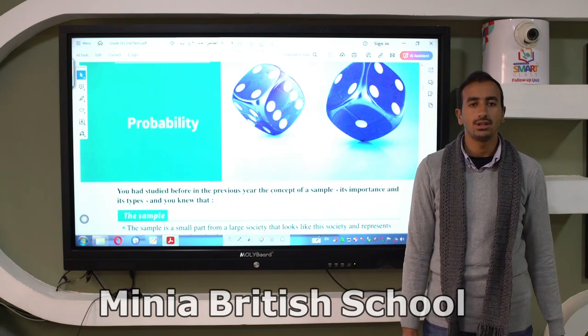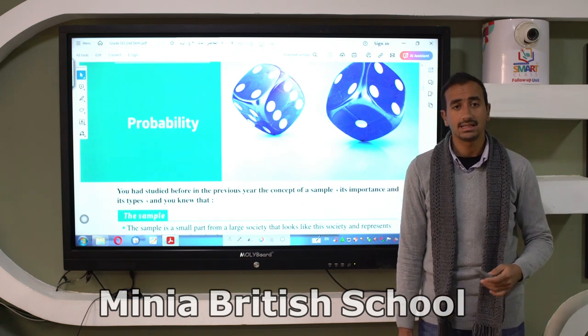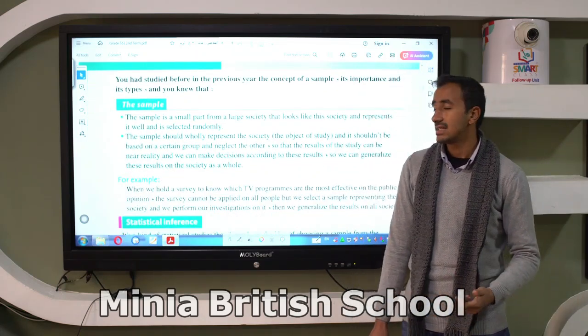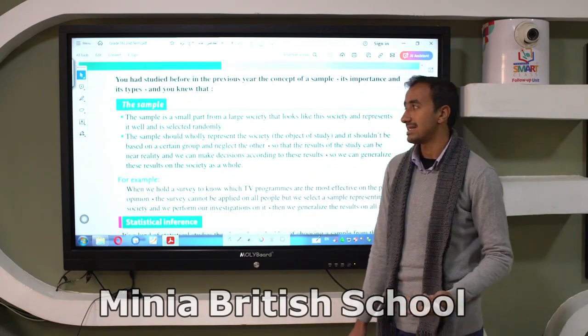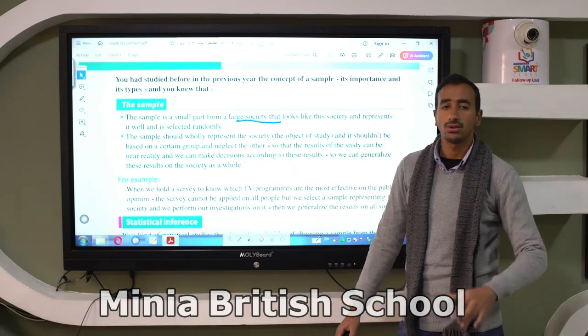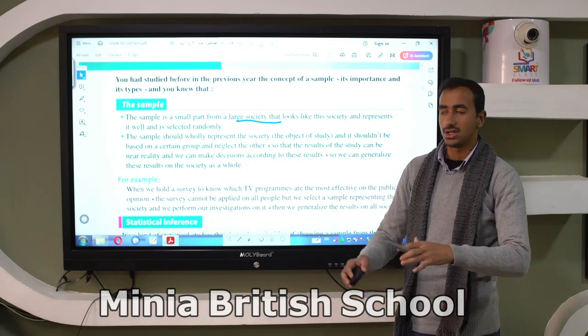All of unit 3 in the second term in grade 8, we have probability and statistics. What is the meaning of probability? Here we must know, before that, what is the meaning of sample. A sample is a small part of a large society, the population we are looking for the sample in.